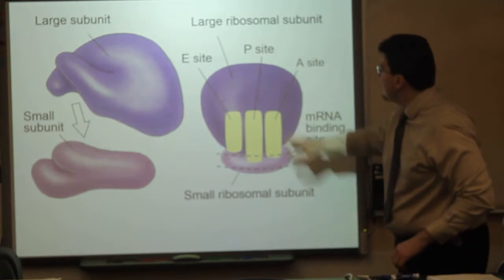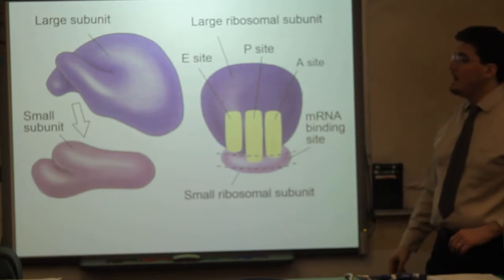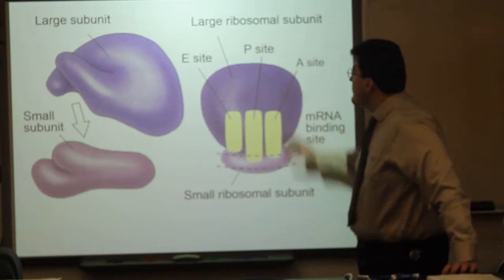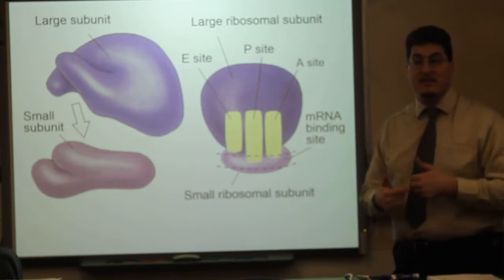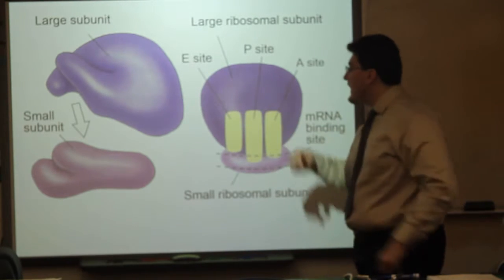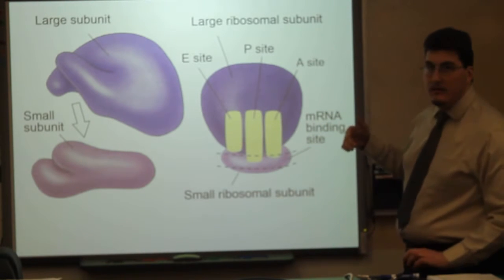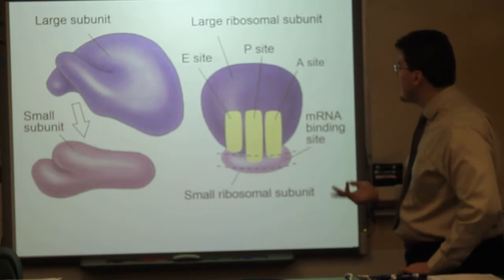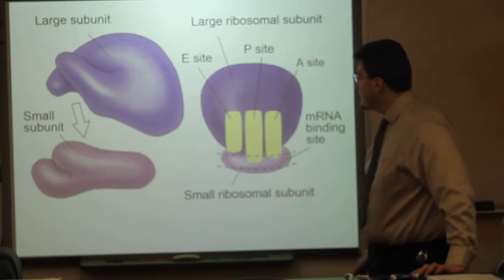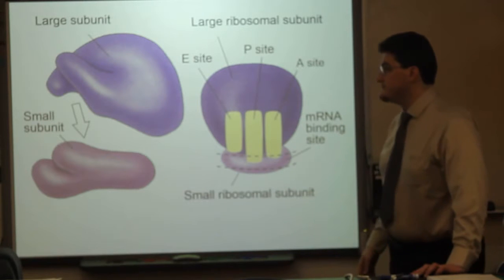Then we have here the A site, the P site, and the E site. The acceptor site for tRNAs, which we will discuss in a moment. The P site for the peptide synthesizing, for the synthesis of polypeptide strands. And the E site for the exit of the empty tRNA molecules that no longer carry an amino acid. So our mRNA binding site is down here on our small ribosomal subunit. So this is the structure.